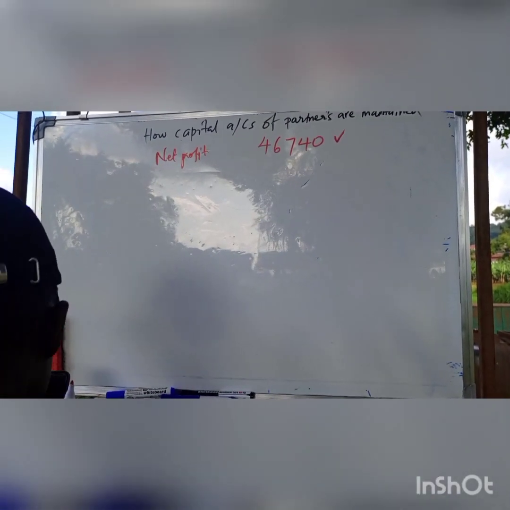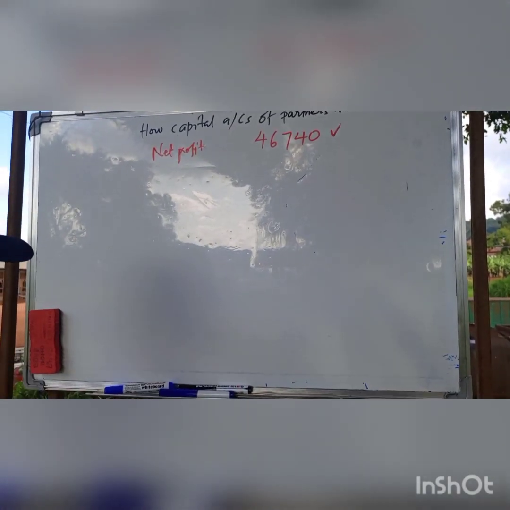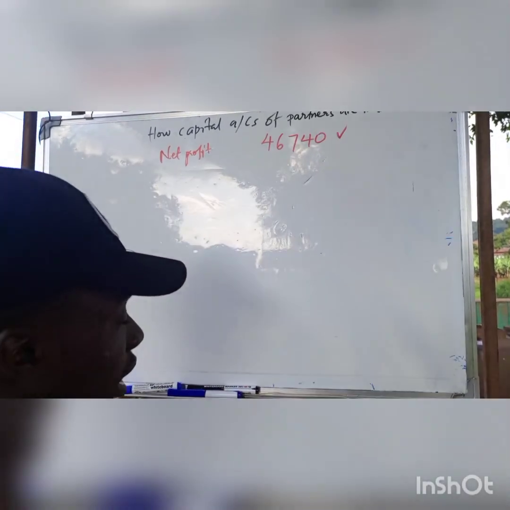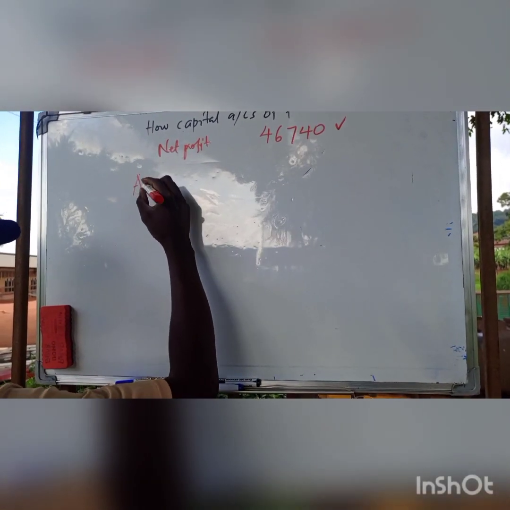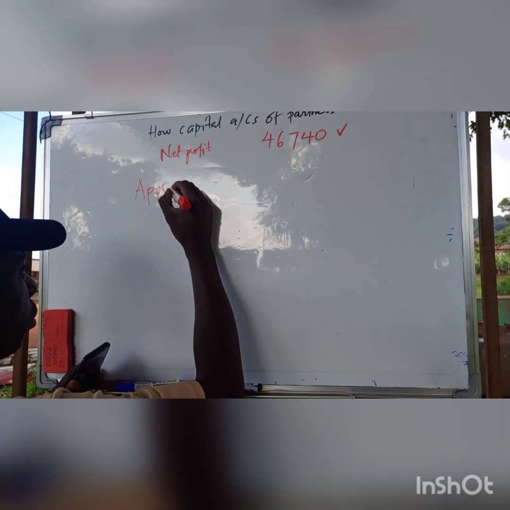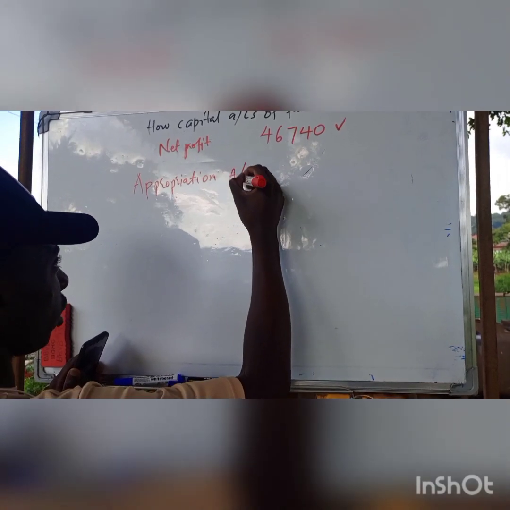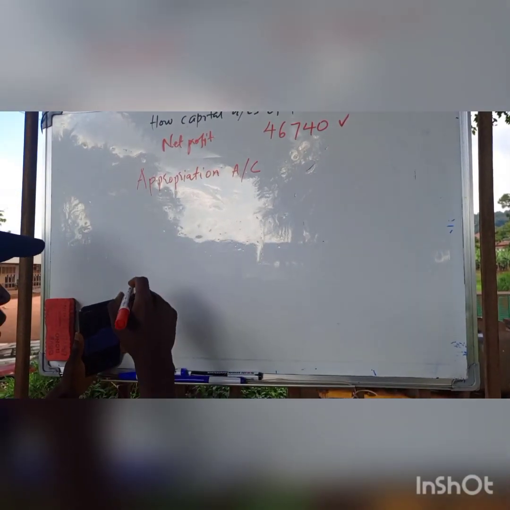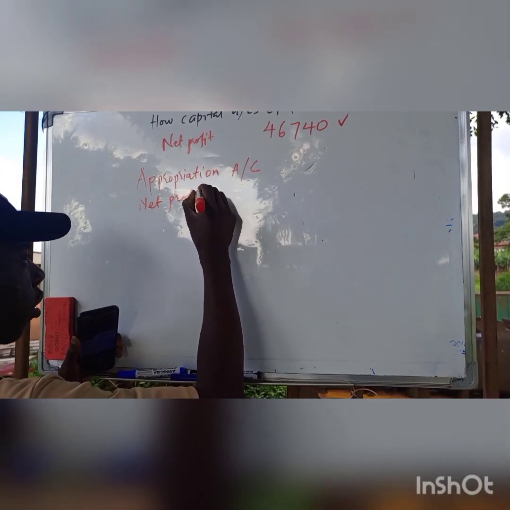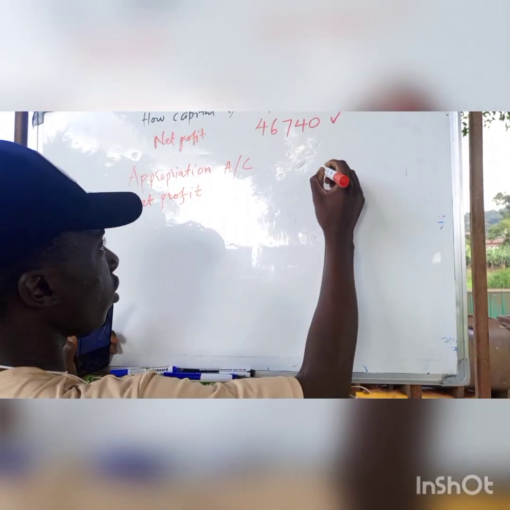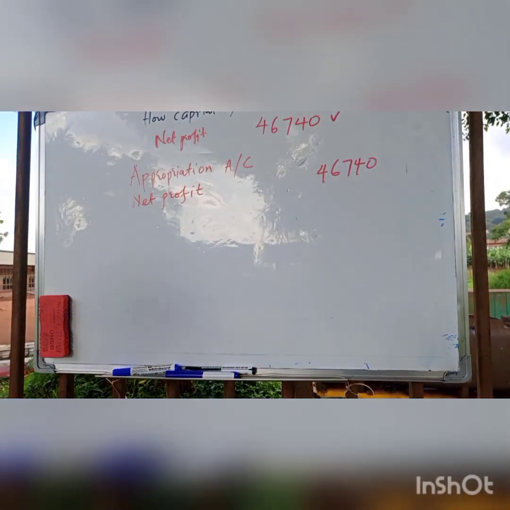So now, part B was requesting you to prepare the partners' current accounts. So obviously, the contents of the current accounts must come from the appropriation account. So it means I must start with the appropriation account of partners. And we said in the appropriation account we start with the net profit figure, which is in this case 46740.